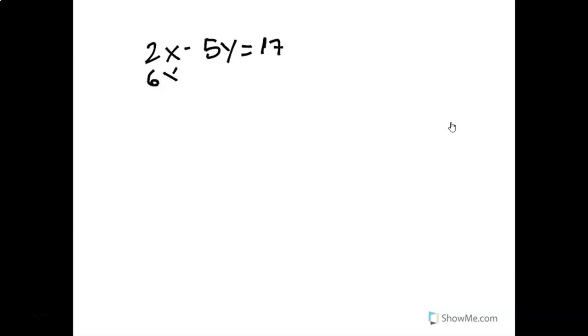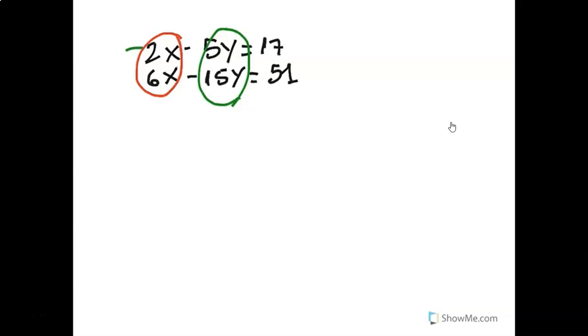And the second equation that we have is 6x minus 15y equals 51. Okay? So remember, according to what we learned, our first step is that our system is organized, meaning that we have the x's over the x's and the y's over the y's. In the system that I'm showing you, the system is organized because, as you can see, you have 2x over 6x, and then you have 5y over 15y. So we don't have to organize anything, okay?